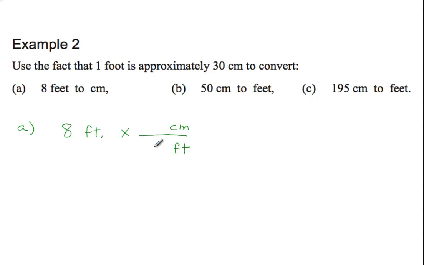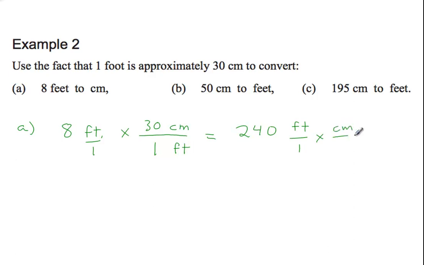And so now we simply need to put in the numbers for this conversion. Well, 1 foot is equal to 30 centimeters. So now we can multiply the numbers. Let's look at the numbers first. 8 times 30. Okay, 8 times 30 is 240. Now we can look at the units, right? Feet is the same as feet over 1. So right now we have feet over 1 times centimeters over feet.